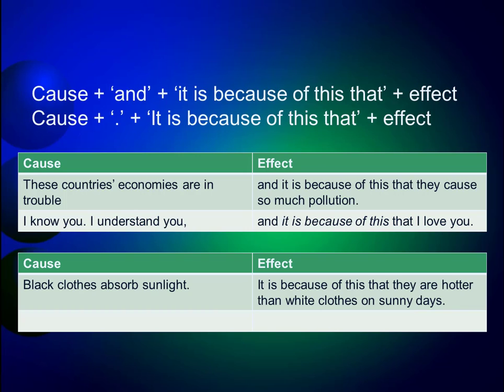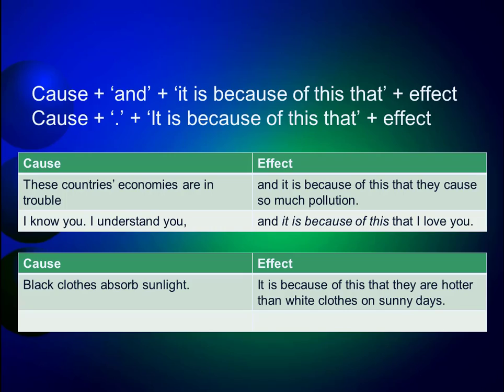So you really have three clauses in this sentence. It is because of this is a clause, and then this becomes this relative clause that they cause so much pollution. So this is a little bit complicated grammar, but anyway, that's how it works. I know you, I understand you, and it is because of this that I love you. If you are using it in two separate sentences, you don't use the and. Black clothes absorb sunlight. It is because of this that they are hotter than white clothes on sunny days.